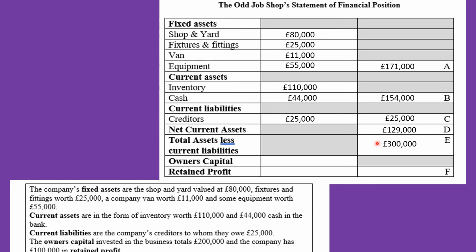So how did we pay for that £300,000? Well, first of all, we had owner's capital. They put in £200,000 at the start. So we have £200,000 as our owner's capital. They have retained profit from previous years of £100,000. So 200,000 to start it, 100,000 retained profit. If we add those 2 figures together, figure F, we get £300,000. So this is how much the business is worth, and this is how they have paid for it. And this is their statement of financial position.